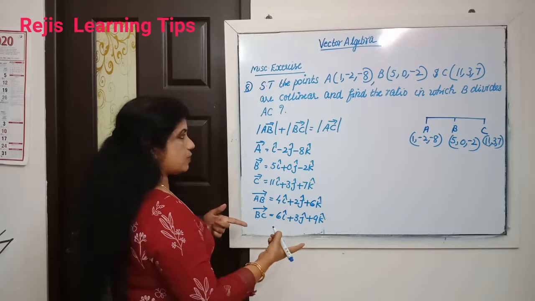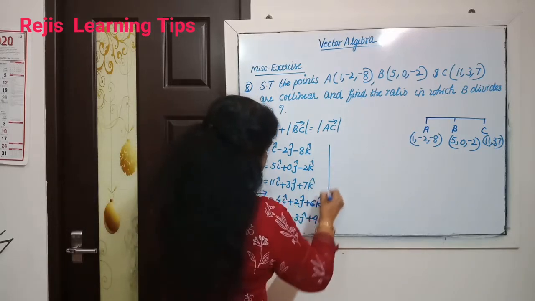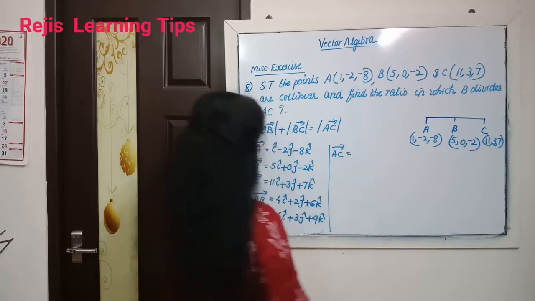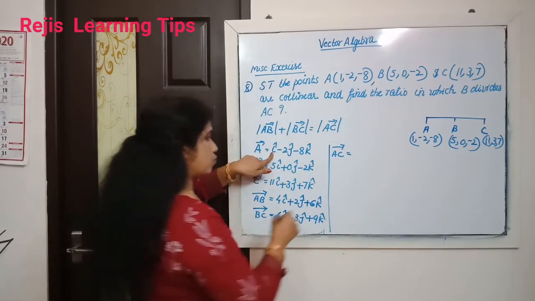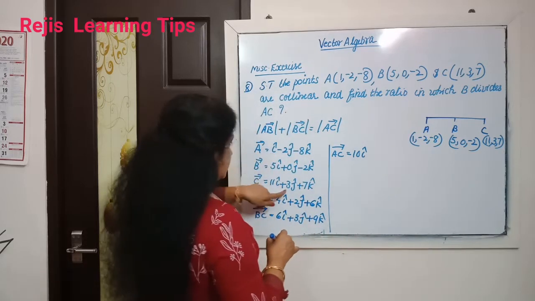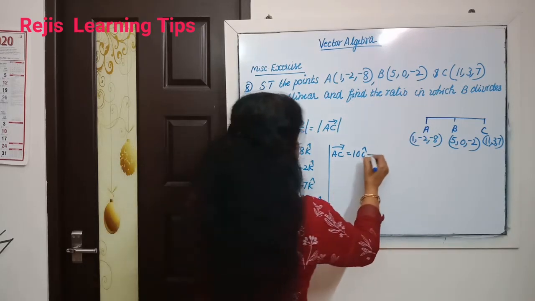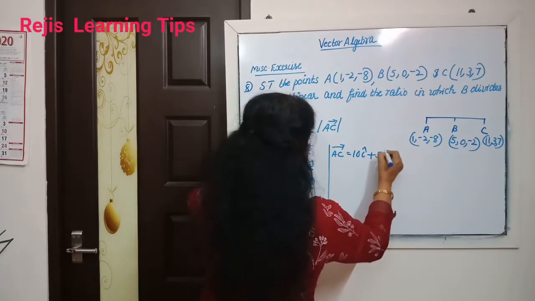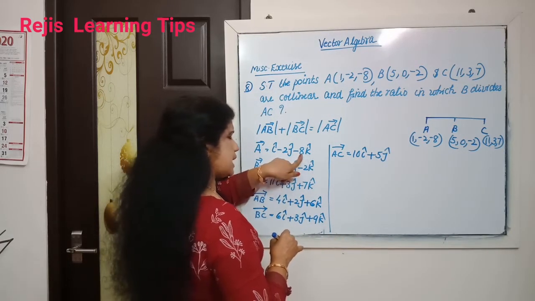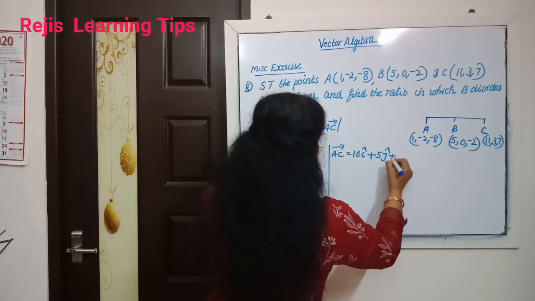Then next we should find AC. Vector AC is equal to C minus A. C means 11 minus 1 that is 10i cap. Then 3 minus of minus 2 that is 5j cap. Then 7 minus of minus 8 that is 15k cap.